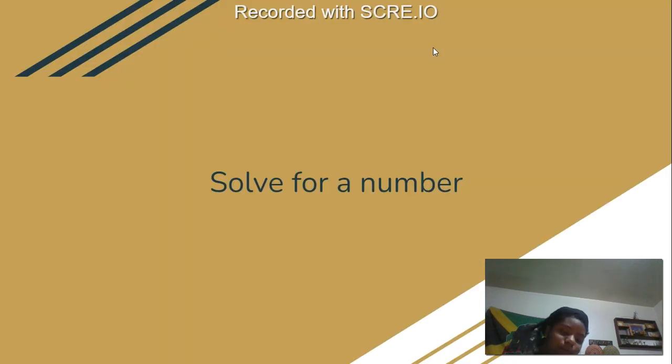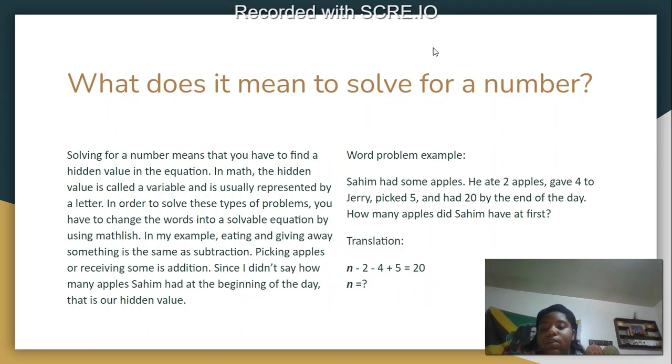Now we'll show you how to solve for a number. What does it mean to solve for a number? Solving for a number means that you have to find the hidden value in the equation. In math, the hidden value is called a variable and is usually represented by a letter. In order to solve these types of problems, you have to change the words into a solvable equation by using Mathlish. In my example, eating and giving away something is the same as subtraction. Picking apples or receiving some is addition. And since I didn't say how many apples our future character has at the beginning of the day, that's going to be our hidden value.